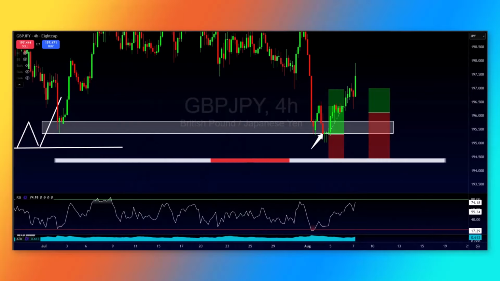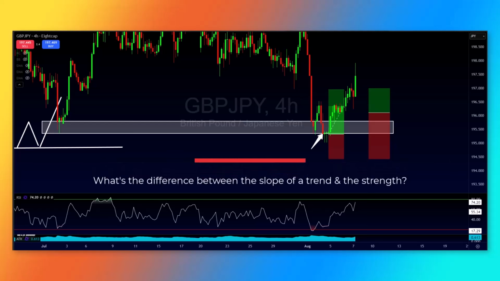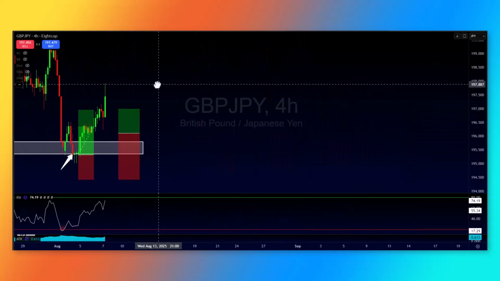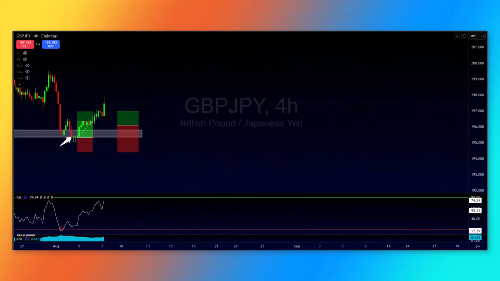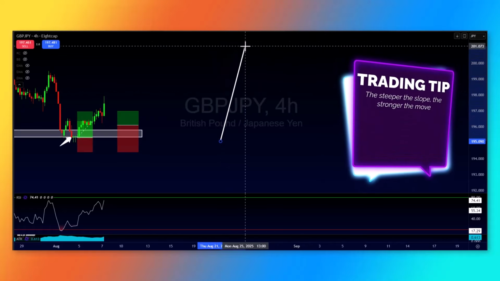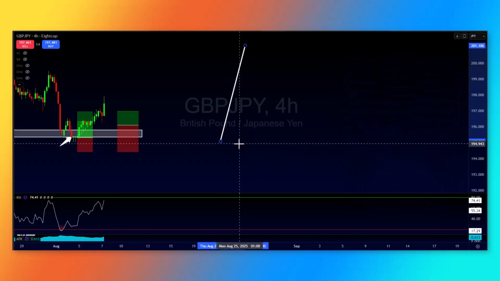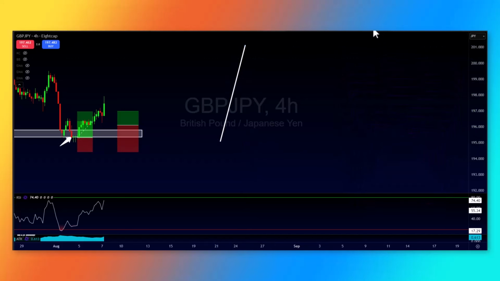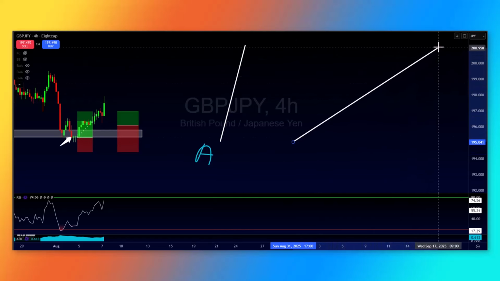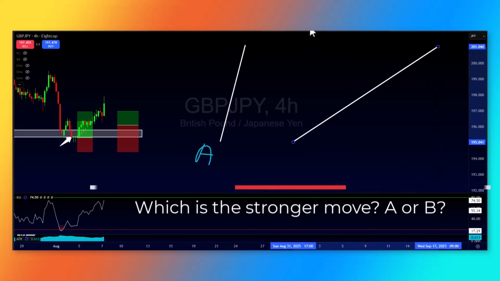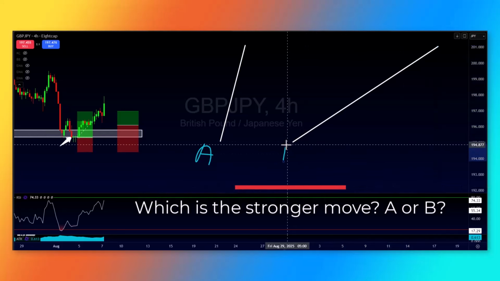Sorry, Keel, what's the difference between the slope of a trend versus the strength? The slope, so what our trader was talking about with the slope of the trend, is just the slope of how price action is moving. So a steeper slope means a stronger move. So if we have two scenarios, scenario A and scenario B, they start at the same price, they end at the same price. Which of these is a stronger move?